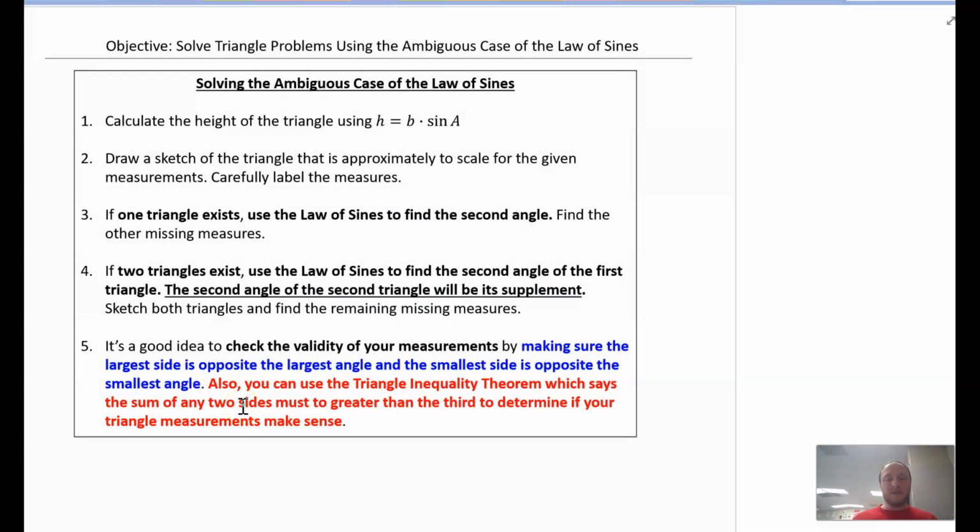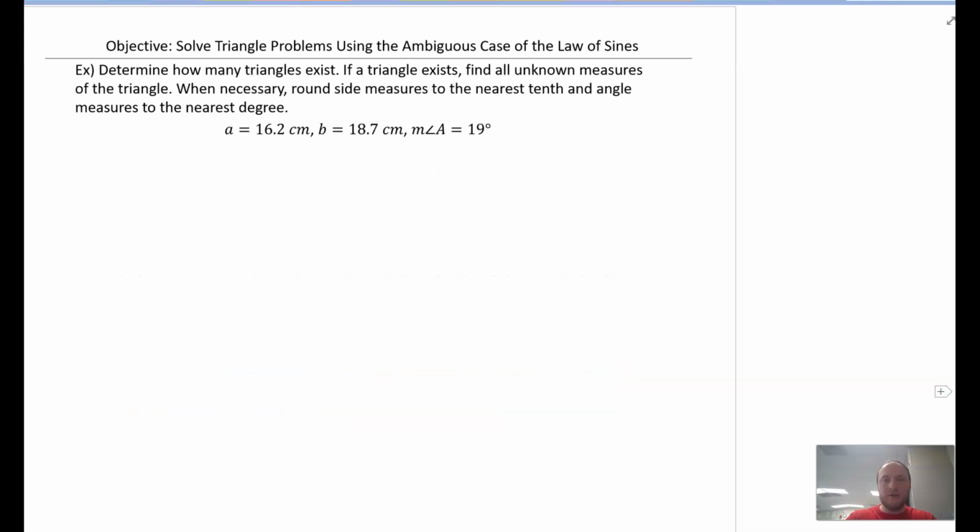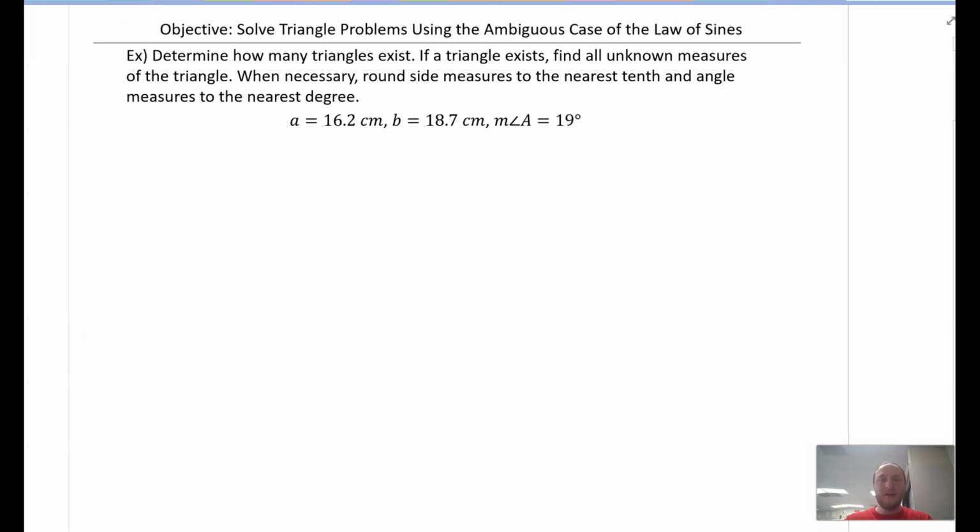Here is the step-by-step process. You can pause this video and read through these, or just make sure you refer to them in your notes if you need to. All right, here is our very first example, and we're asked to determine how many triangles exist. We have to do that first. If the triangle exists, find all unknown measures. When necessary, round side measures to the nearest tenth, and round angle measures to the nearest degree.